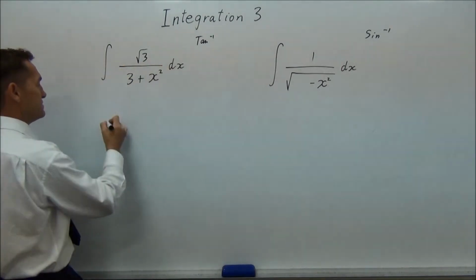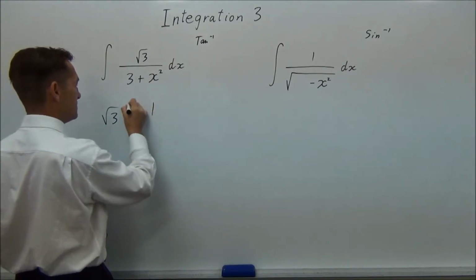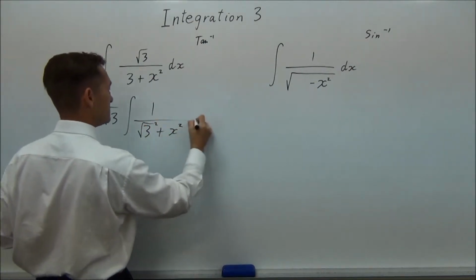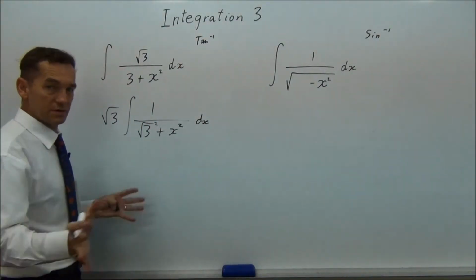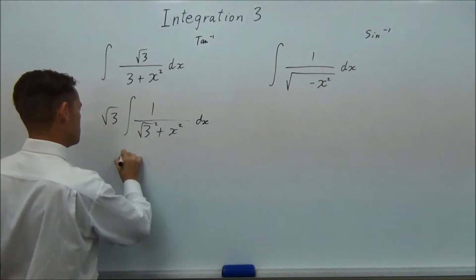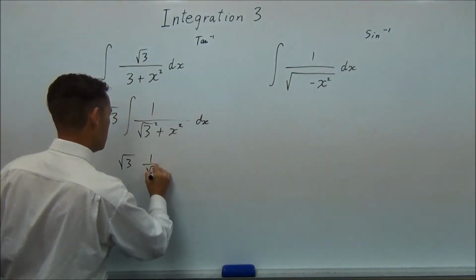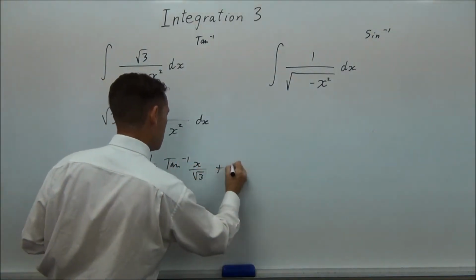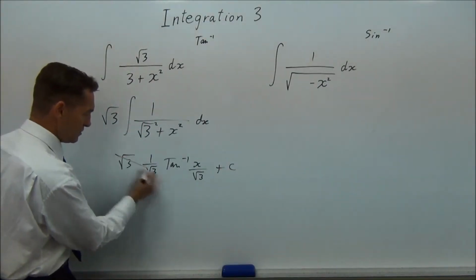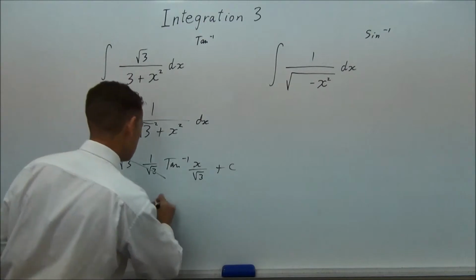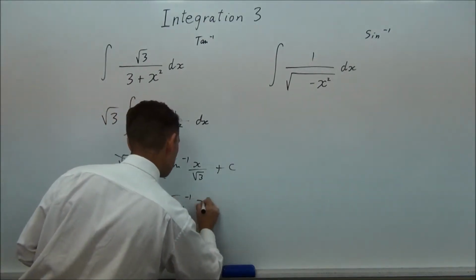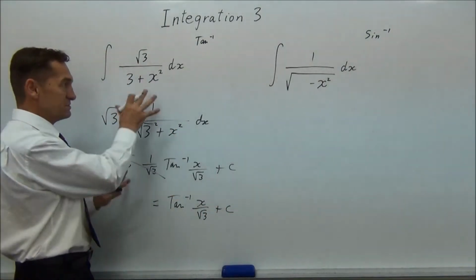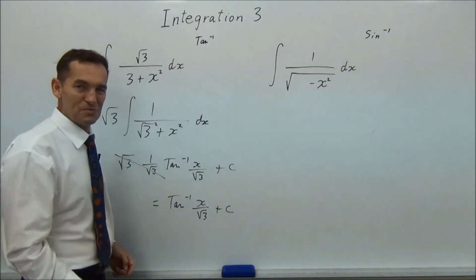If you did this, root 3 comes out the front, and we just do what we just did then, 3 plus x squared, and we'll make this root 3 squared dx, and now we've got tan to the minus 1. So we can say this equals root 3, 1 over root 3, tan to the minus 1, x over root 3 plus c. Root 3 and 1 over root 3 will cancel, and we'll just end up with tan to the minus 1 x over root 3 plus c. Okay, now that's the sort of thing you need to look at. We'll do a few more in a minute.